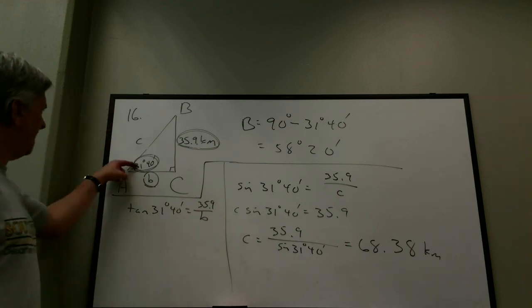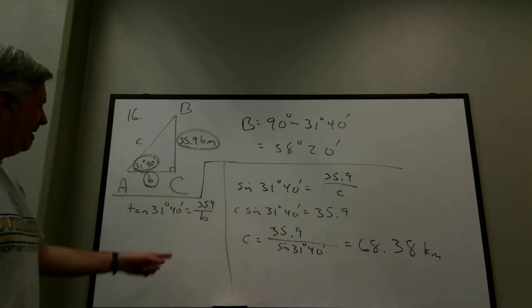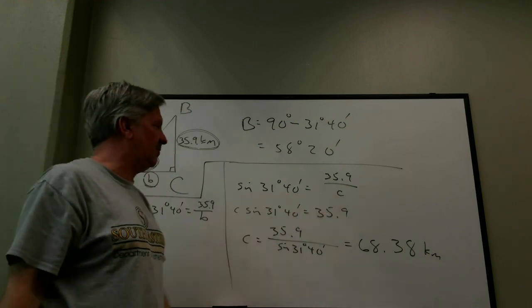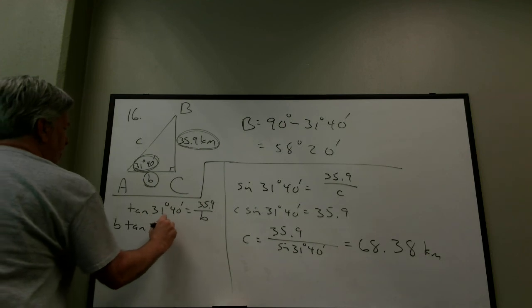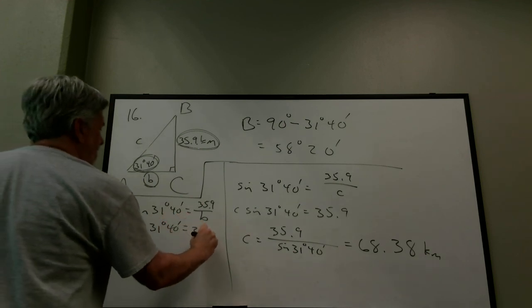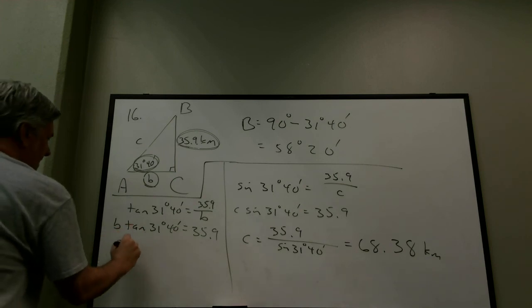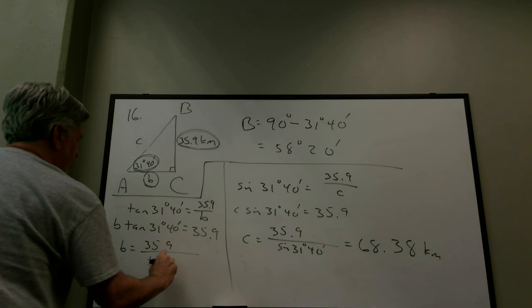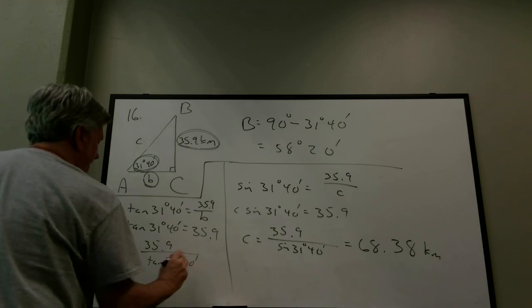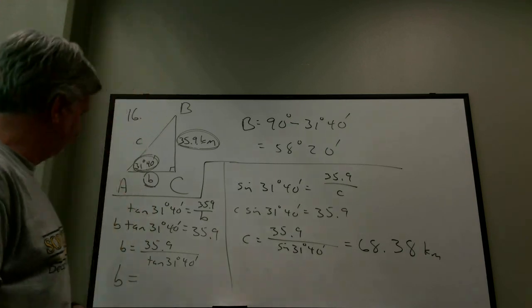Okay, so tangent is opposite over adjacent. And now we have to solve for B. Notice B is in the denominator just like this one was. So I'm going to multiply both sides by B. And I need to get B by itself, so I'm going to divide both sides by that tangent. And so when you type that in, we'll see what we get for B.